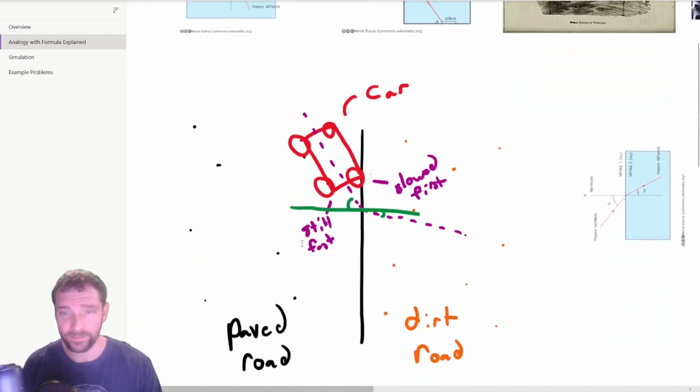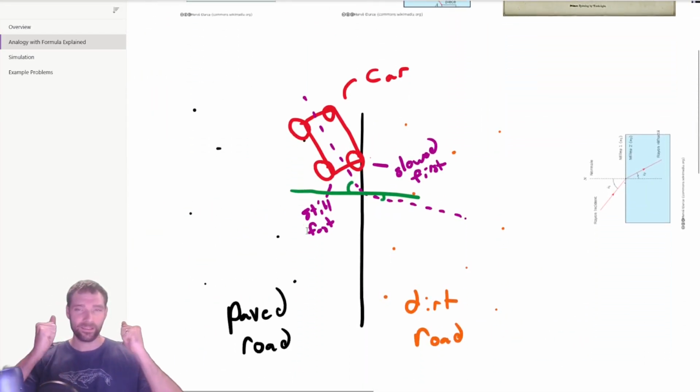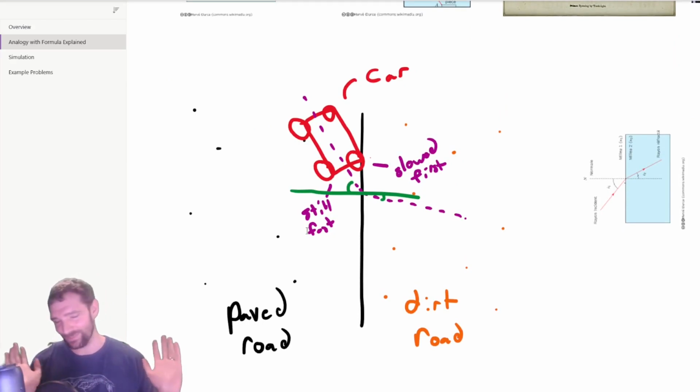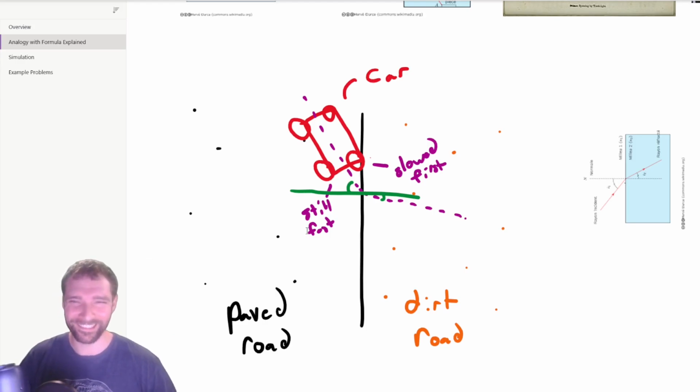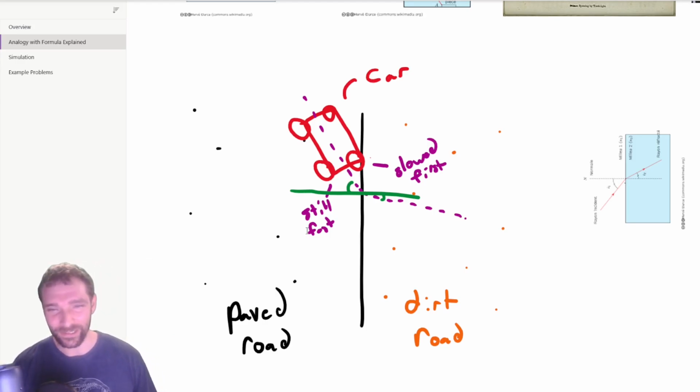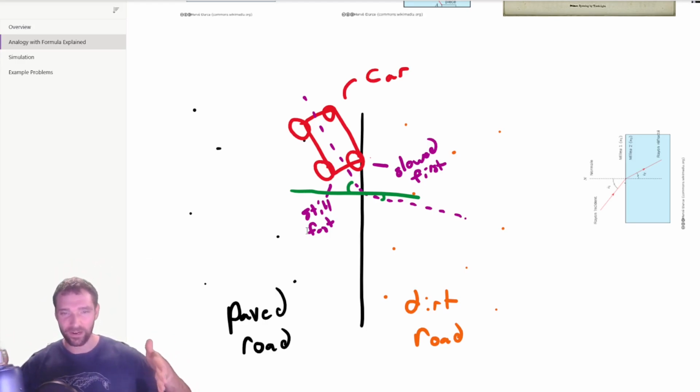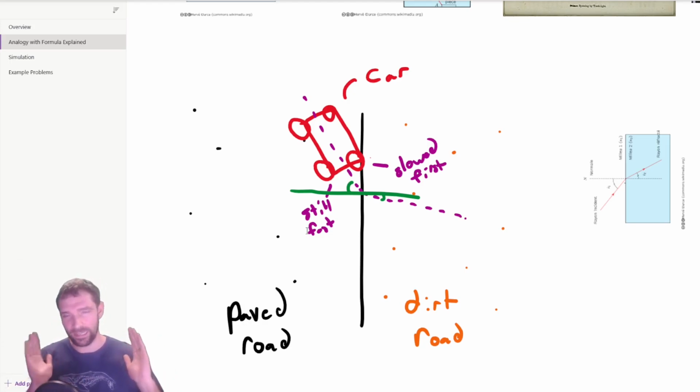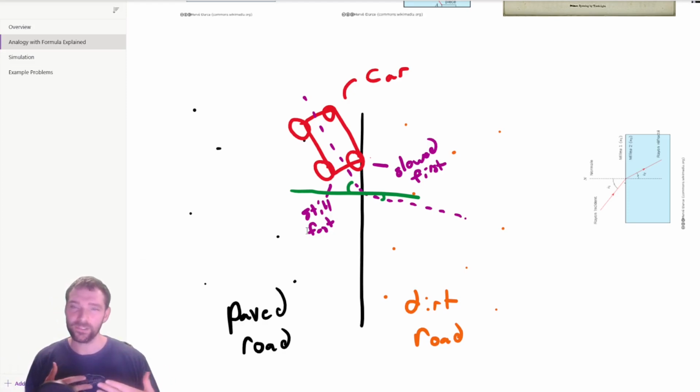So I have this analogy where you can imagine they're in some car. I know it looks like just some four-wheeled box. I'm not the best artist, but this analogy is really good because basically you can imagine this car on a paved road, and maybe there's some dirt road or sidewalk or side of the road that's not paved. And this car is going on the paved road. It has some friction, but not very much.